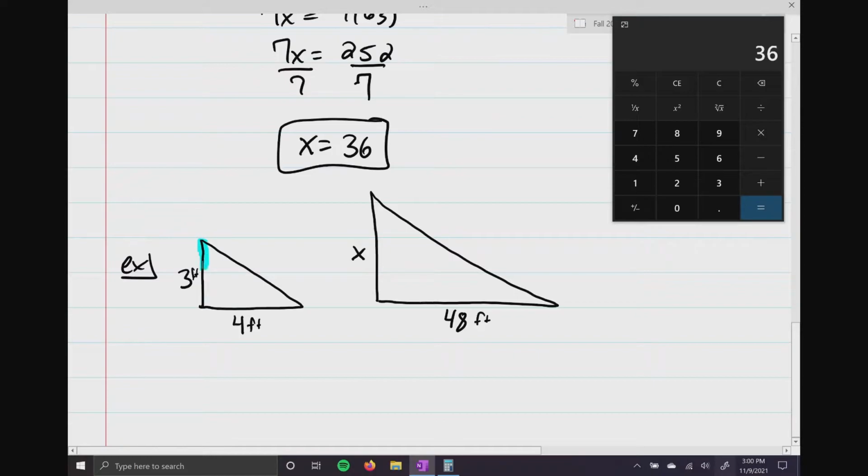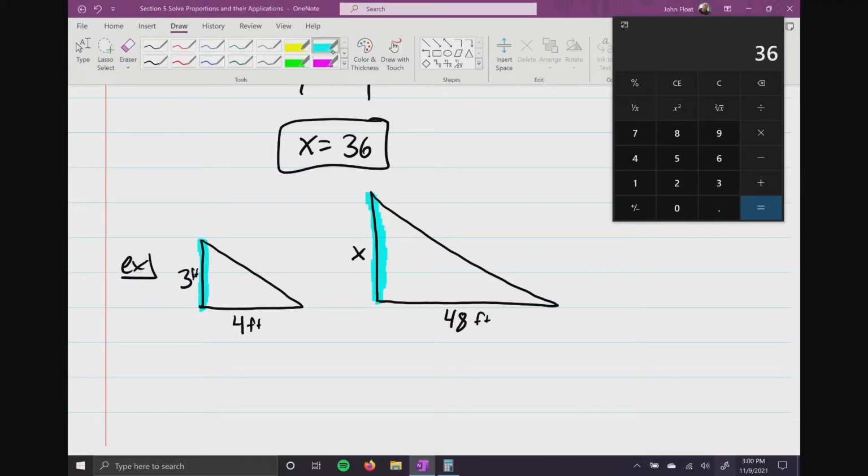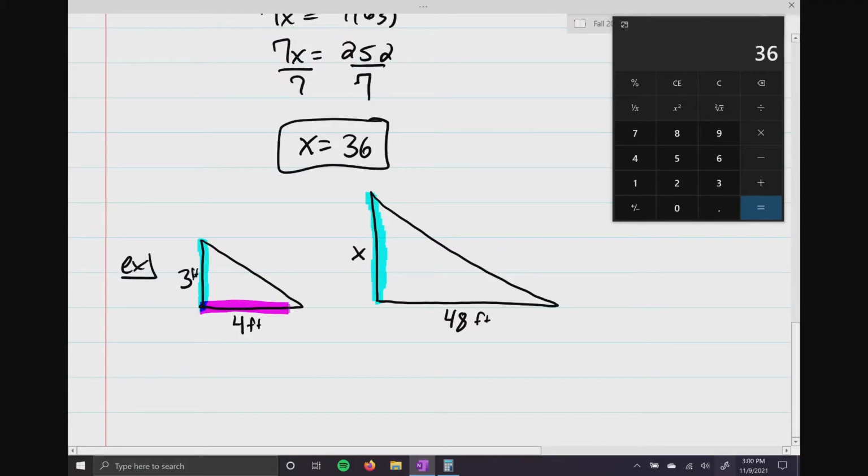So this length is proportional to this length. And how do I know that? Well, I drew the triangles the exact same way. Because they're drawn the same exact way, I can say these two things are equal to each other. I can also do the same with the bases. These are going to be equal to each other.